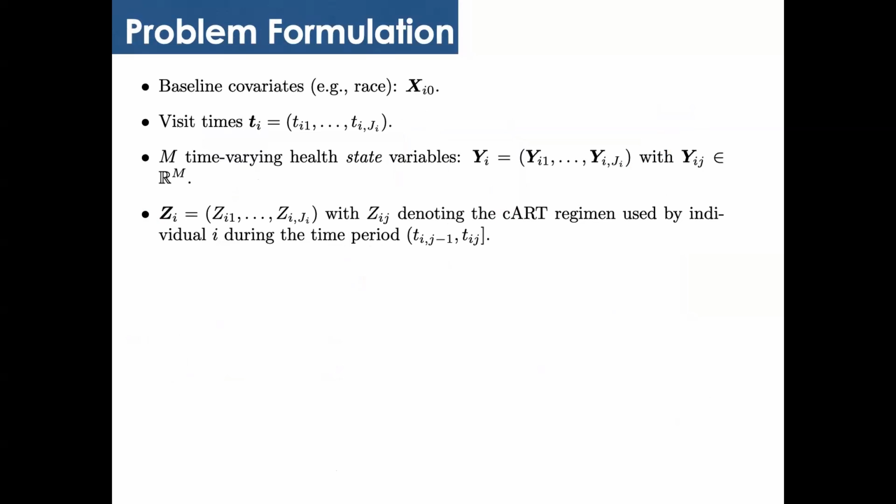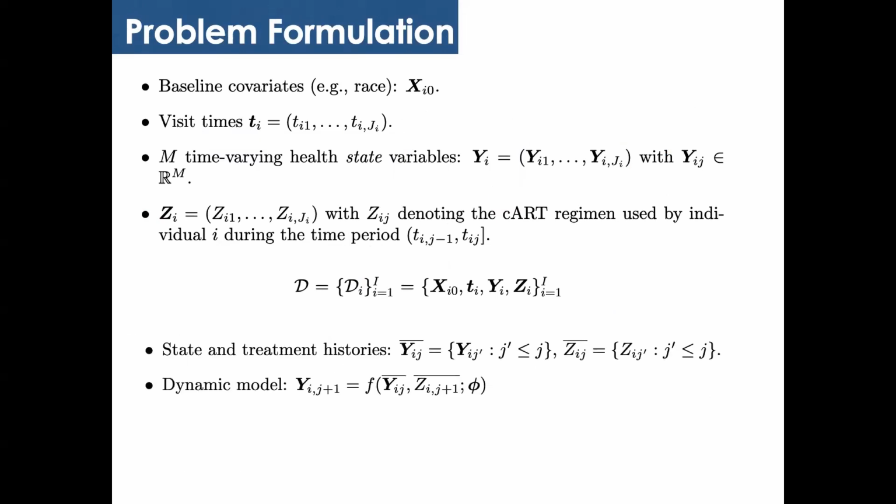And also we have this yi, which denotes the m time-varying health state variables like BMI, eGFR. This y is yi1 to yi,ji, where ji is the number of visits each person has, and it's multidimensional. And again, zi is a treatment. Okay, and we have d to denote all our data.